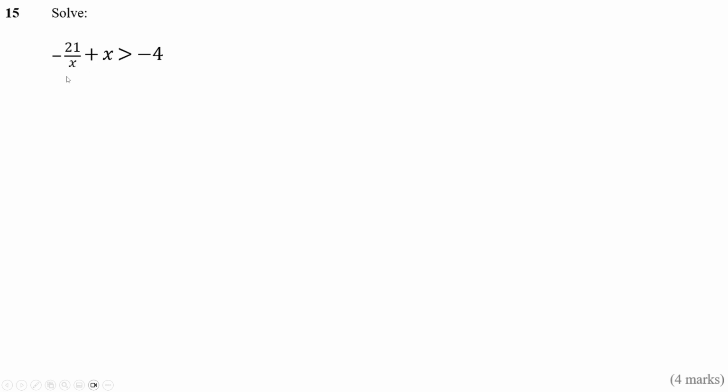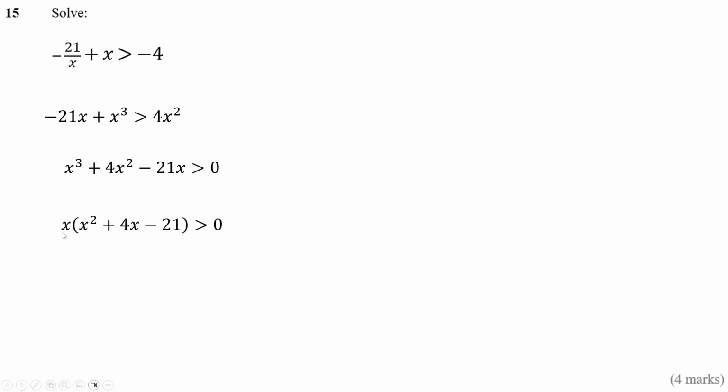Okay, so what we can do is multiply by x squared on both sides, because x squared will always be positive, so we don't have to worry about that. So you get this, and then add x cubed to both sides, add 21x to both sides to get this, and just factorize out x to get that. You can factorize this to get x minus 3 and then x plus 7, so you have this. Critical points at x equals 0, x equals 3, x equals minus 7.